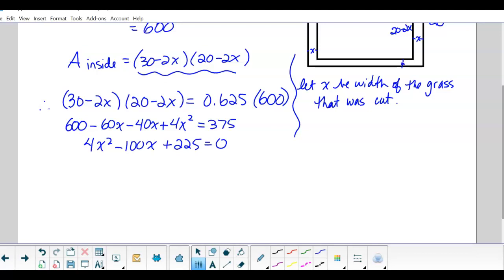If not, use the quadratic formula. In this case, you can factor, because that's going to be two numbers that multiply to 900 and add to negative 100. So negative 90 and negative 10. And actually factor.